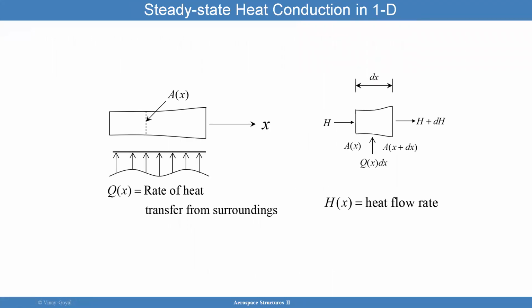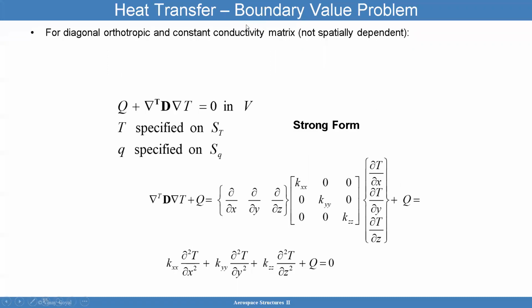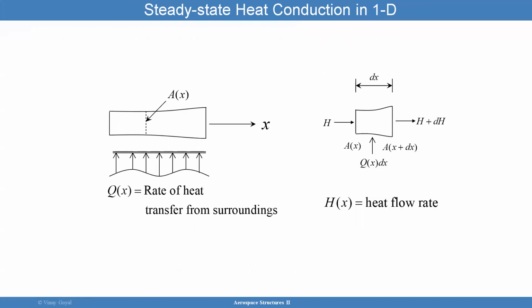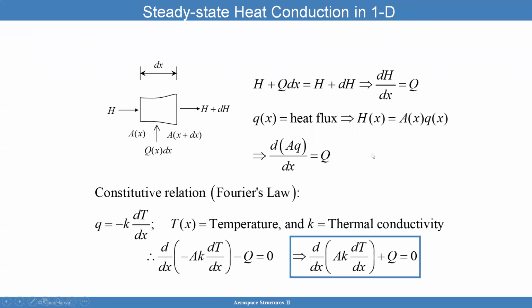Let's look at steady state heat conduction. So now you could have conduction on the side. And this is just 1D, right? I covered the more complicated 2D and 3D, but to show you in 1D, if I have a rate of heat from the surroundings, I can do a little cut here. So this H, the heat flow rate, and this H plus dH. The area is A(x), the area dx away is A(x+dx). And here I have the heat transfer from the surroundings. I can take this free body diagram and kind of write it out. So H plus Q dx.